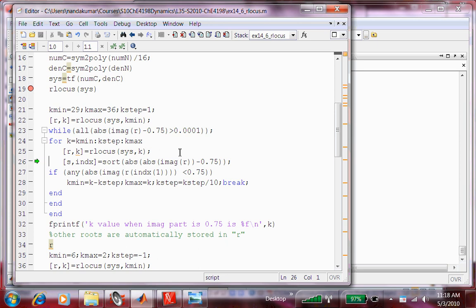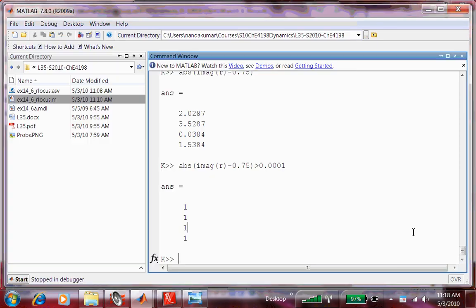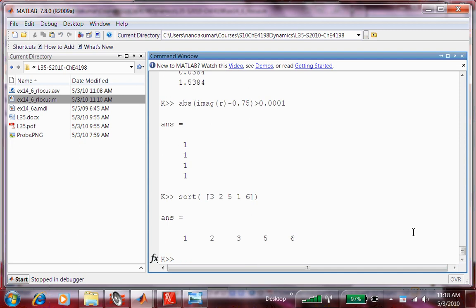Good question. It just orders it, exactly. Okay. So we can say sort 2, 3, 2, 5, 1, something like that. Okay. That's what sort you would think would do, right?